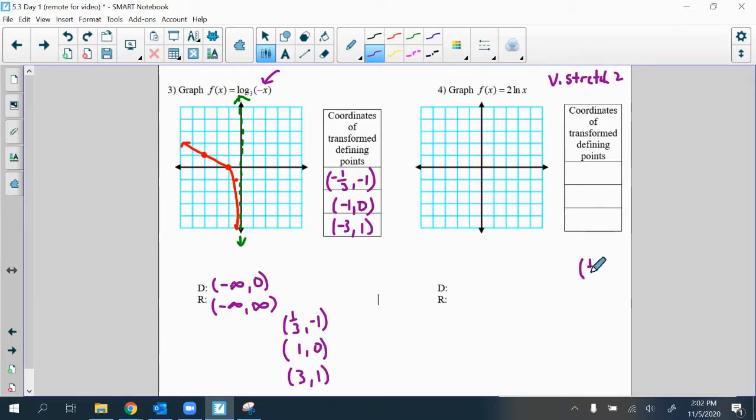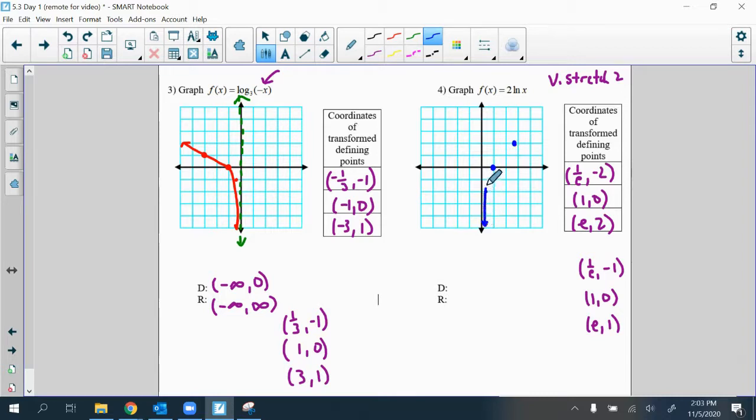So my original points were (1/e, -1), (1, 0), and (e, 1). Well, all of the y values are now going to get multiplied by 2. So I have (1/e, -2), (1, 0), and (e, 2). So now I can plot these points on the graph. Remember that e is around 3, so 1/e would be around 1/3-ish, -2, (1, 0), and e, which is around 2.7, comma 2.